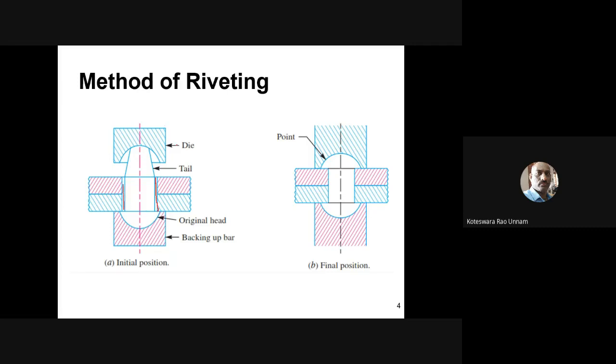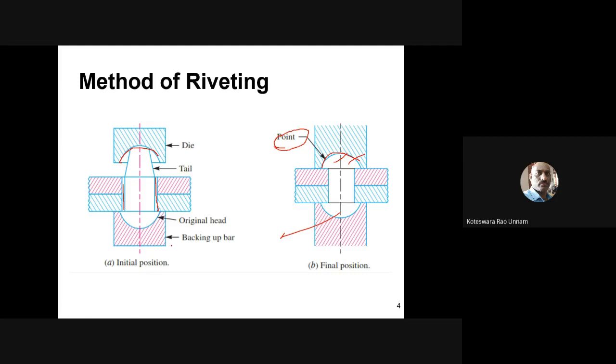You are subjecting this rivet to the compressive force through this die. Why we use this die is that whatever shape the die has, your point will also have the same shape. If you use a hemispherical die, you will get a hemispherical point. If you use a rectangular die, you will get a rectangular one, like that generally. After the riveting process, the tail portion we call a point. So this is the edge and this is the point. Even though both look similar, they have different names.